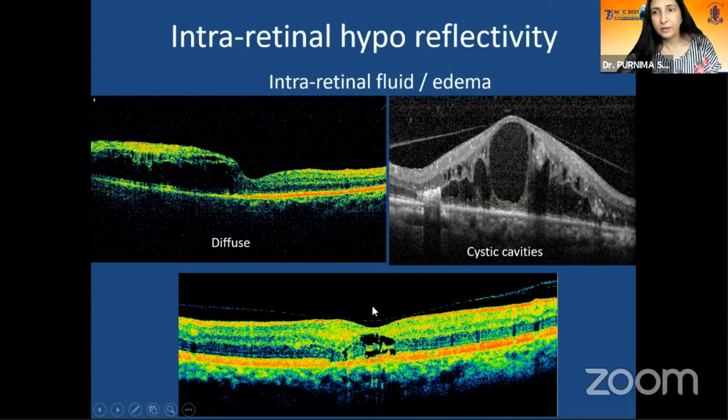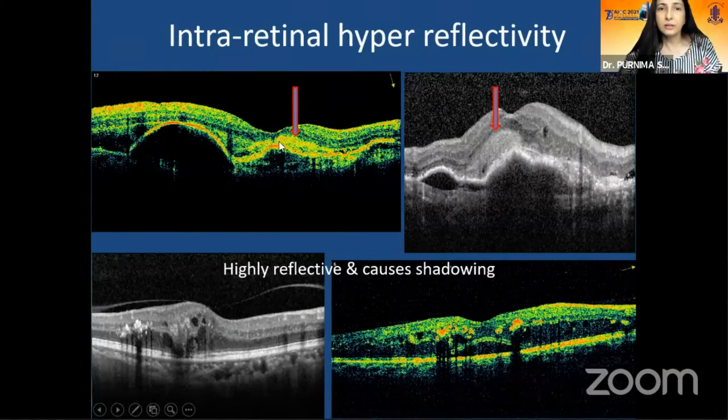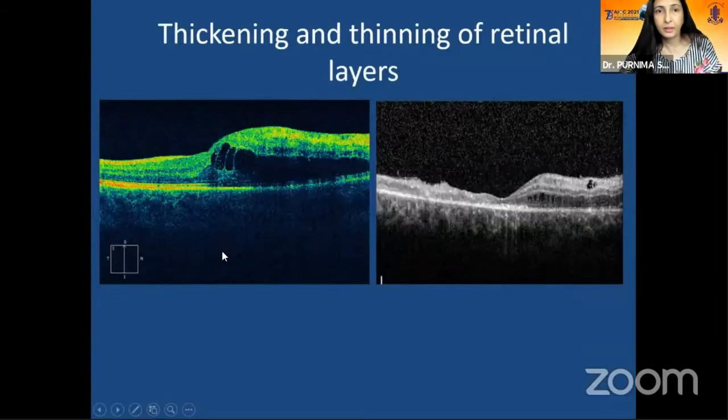But all hyperreflective areas are not edema. So sometimes the cells of the retina may atrophy and lead to this kind of a picture. Hyperreflectivity, you can see here, the hyperreflective lesions in the outer retinal layers. This is due to a neovascular membrane in AMD cases. Very highly reflective intraretinal lesions may be seen in some cases because of hard exudates, and they even cause shadowing.